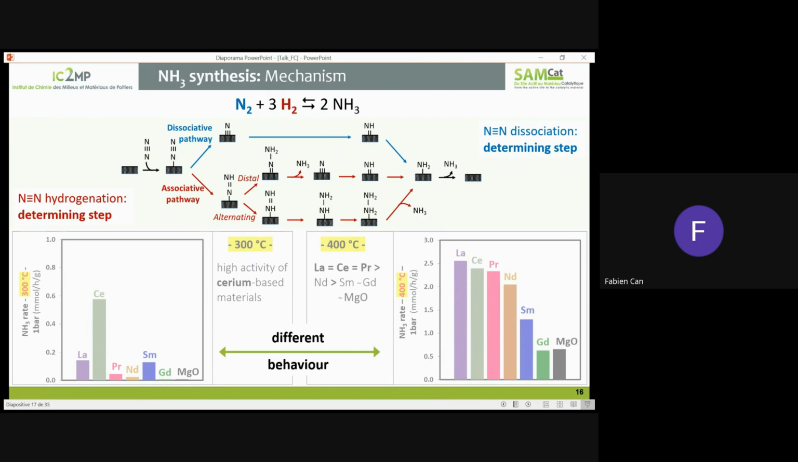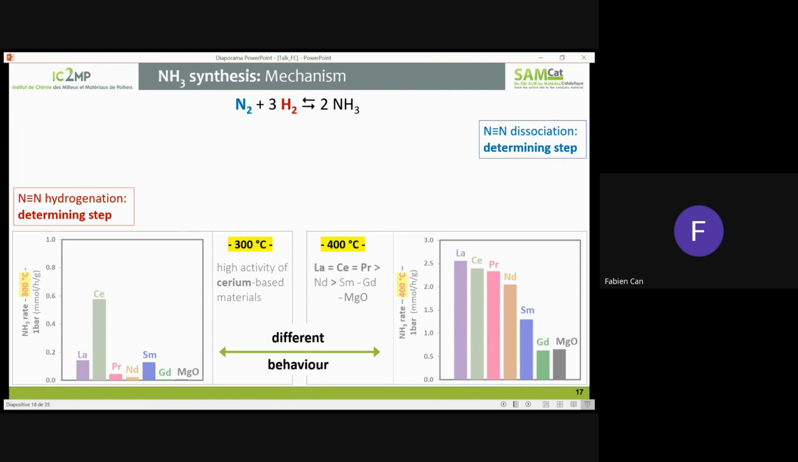It is not exactly the same mechanism, since here the bond is broken upon the release of the first ammonia emission. So you can have a distal hydrogenation or an alternating hydrogenation, whatever, but you have the hydrogenation of the N bond before the cleaving of the bond. So in this case, it means that the hydrogenation step is very important in the associative pathway. So we will try to have a better understanding of the mechanism.